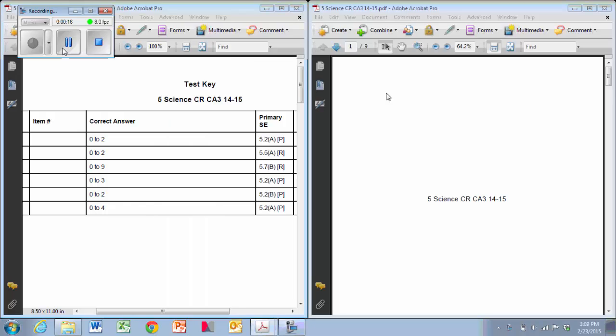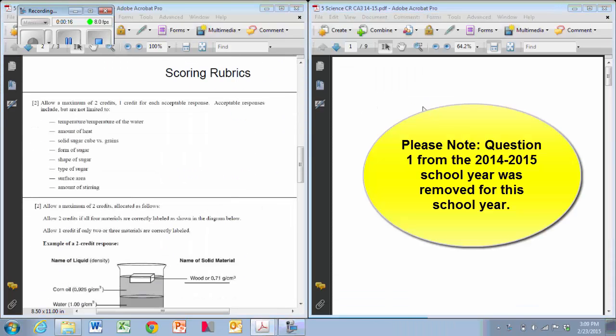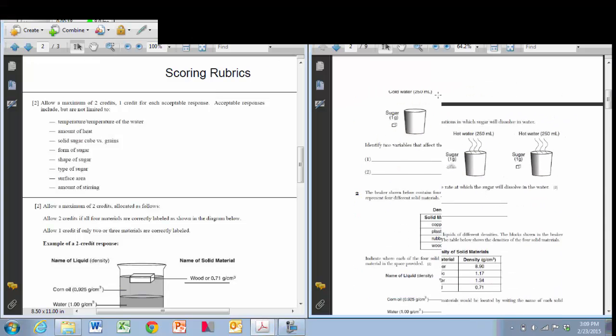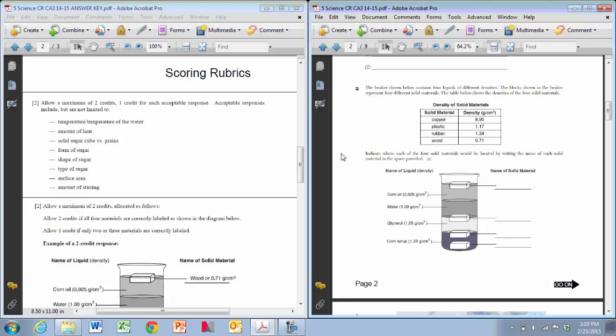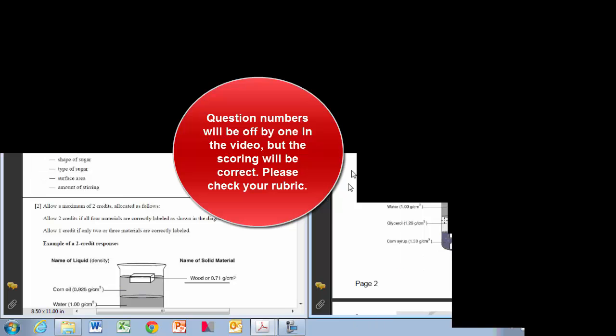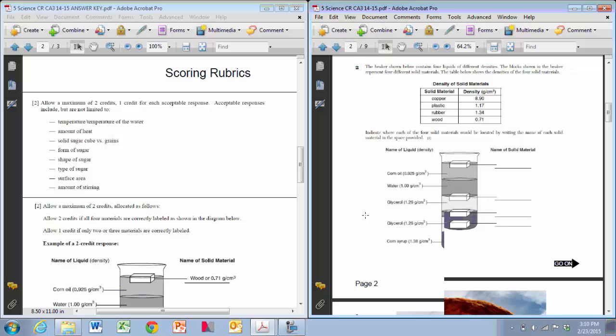We first take a look at the test. On the left-hand side you'll see the rubric, and on the right-hand side you'll see a copy of the actual test. For construction, this question is also worth a total of 2 points. It has to do with the density of materials, and then this picture shows them how those materials float or sink in various liquids.